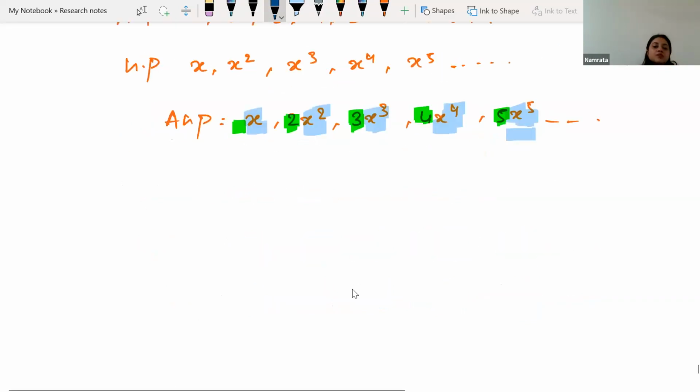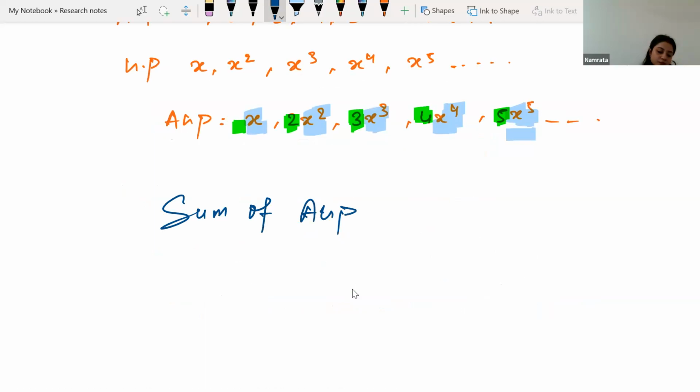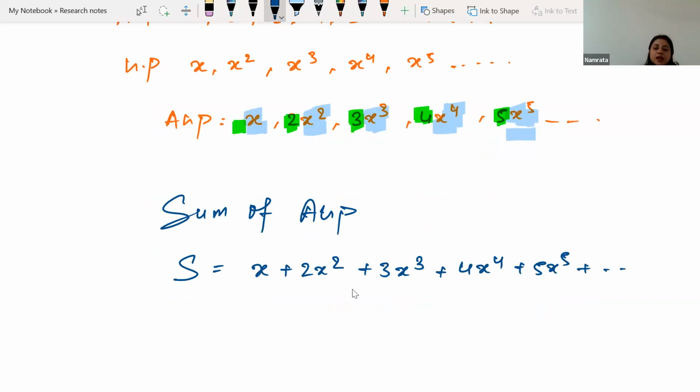Now, how to find the sum of AGP. Suppose our terms are x, 2x square, 3x cube, 4x to the power 4, 5x to the power 5, just like that till infinity.